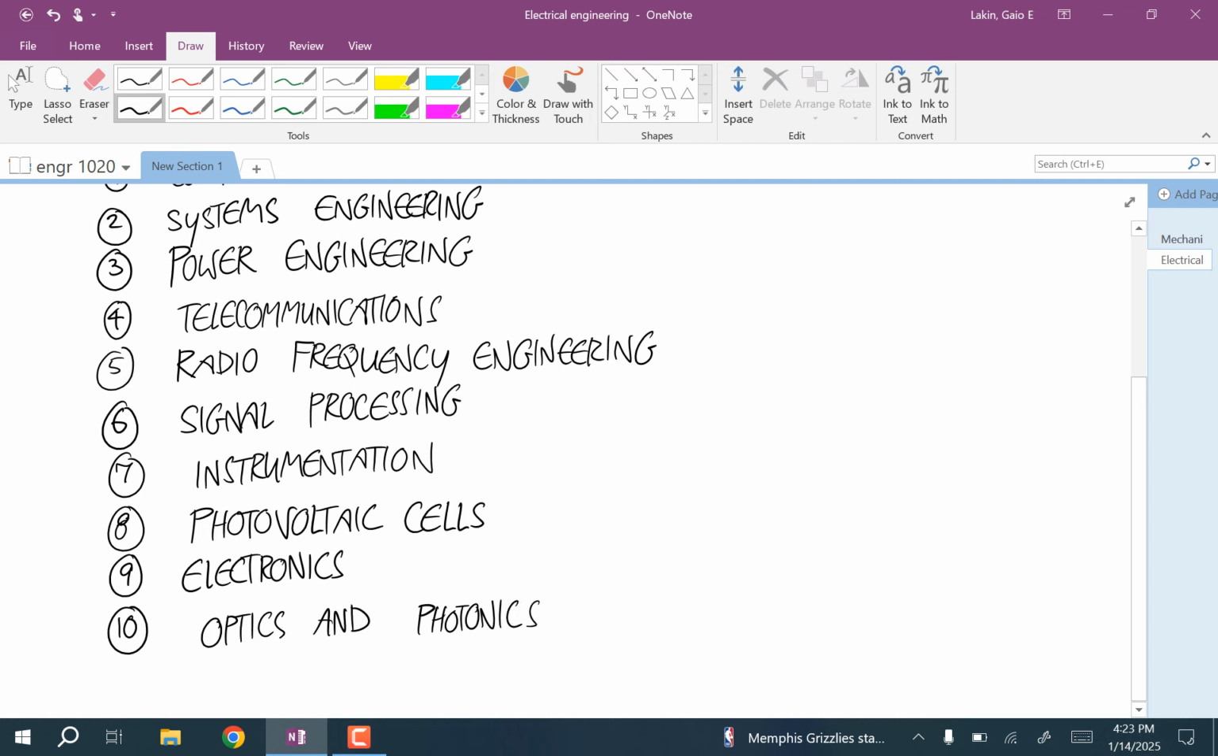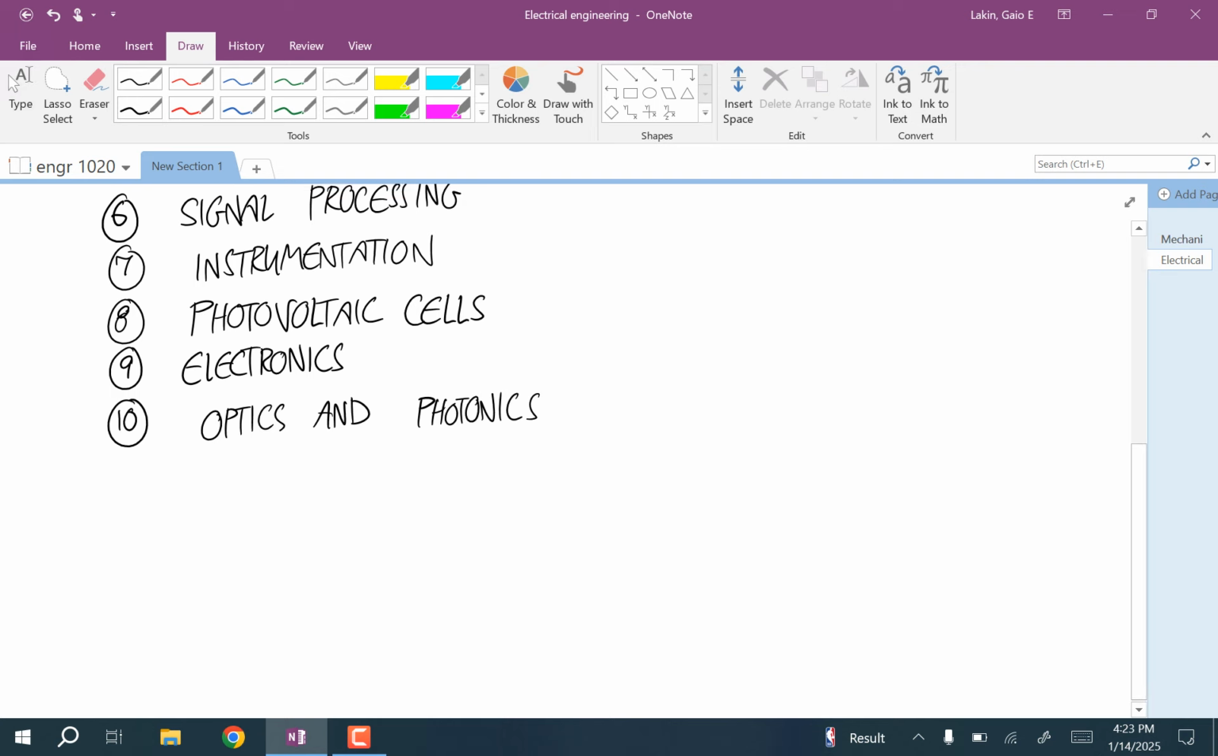Well, how does optics relate to electrical engineering? Like I said, all radio waves are electromagnetic waves, and light is a form of electromagnetic wave. And so the transmission of light is really a transmission of electromagnetic waves.